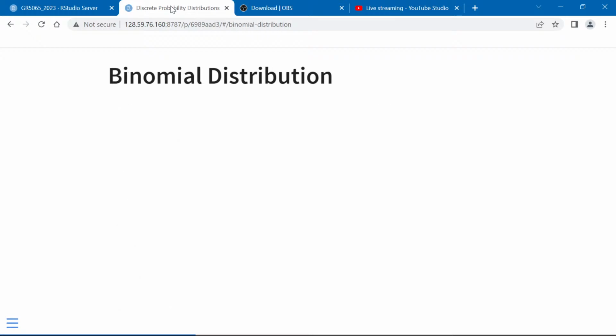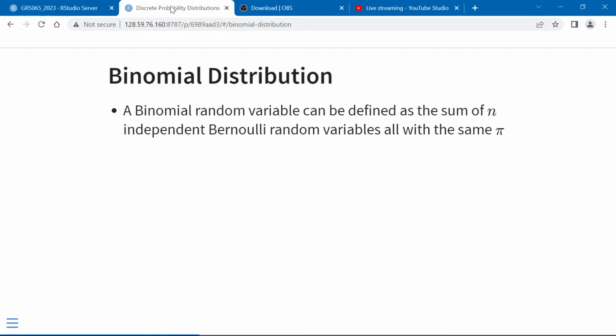Okay, that's good. Moving on to the binomial distribution. A binomial random variable can be defined as the sum of n independent Bernoulli random variables that all have the same probability of success, pi. So that leads to a couple of questions. What is the sample space for a binomial random variable? Let's start with that. 0 to n, or more specifically the integers between 0 and n.